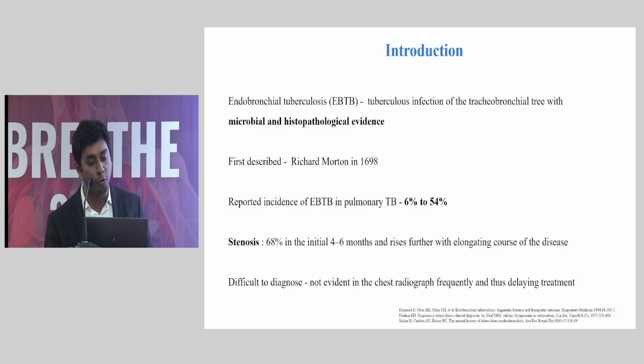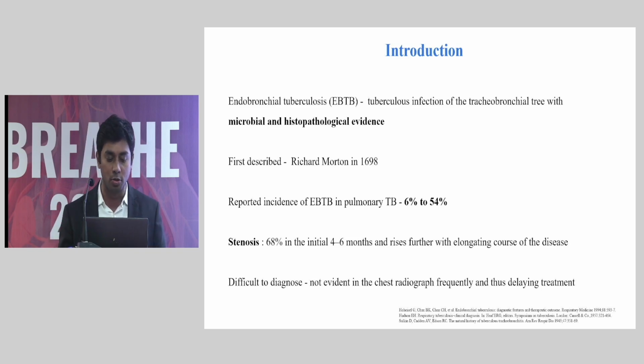So endobronchial TB is nothing but a tuberculous infection of the tracheobronchial tree with microbiological and histological evidence, which essentially means that you need to demonstrate the tubercular bacilli along with the granulomatous inflammation from an endobronchial biopsy. It was first described by Richard Morton in the year 1698. The incidence in the Western population is somewhere between 6 to 54%. But in TB endemic regions, some form of endobronchial TB can be seen in as high as 80 to 90% of patients.